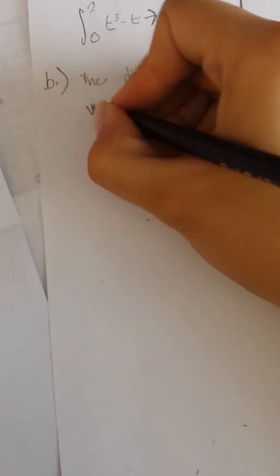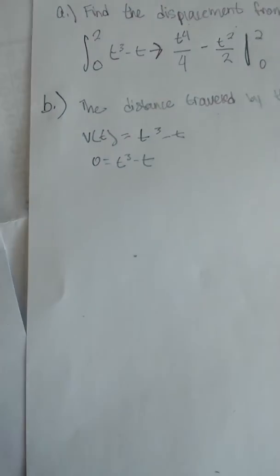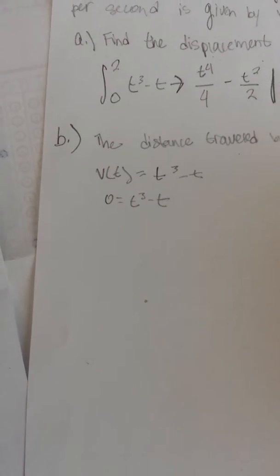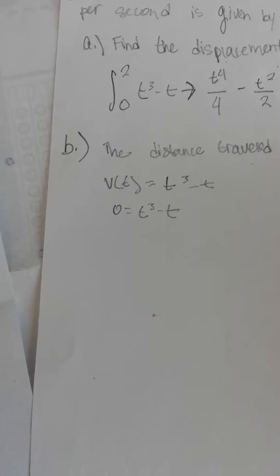Part B. We need to find the distance traveled by the particle from t is equal to 0 to t is equal to 2. Okay, so we are going to use the velocity formula for this, which is again equal to t cubed minus t. Now you need to set this equal to 0 so you can figure out where the time is, like where it's not moving, so where it's equal to 0.